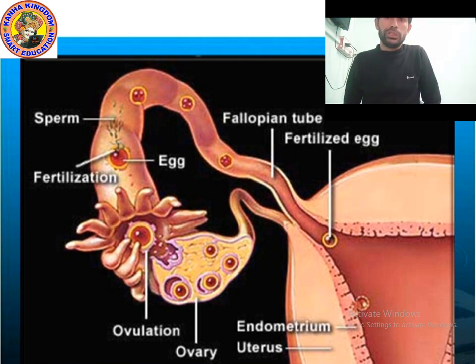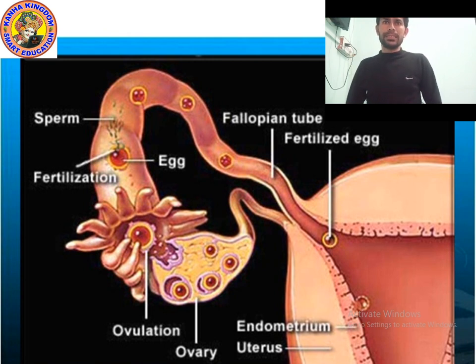This is the original picture through which you can actually understand the process. So, what did you see in the picture? You can see the fallopian tube. And the bottom part of the fallopian tube is actually the ovary. Can you see the ovary? And you can see the fallopian tube.